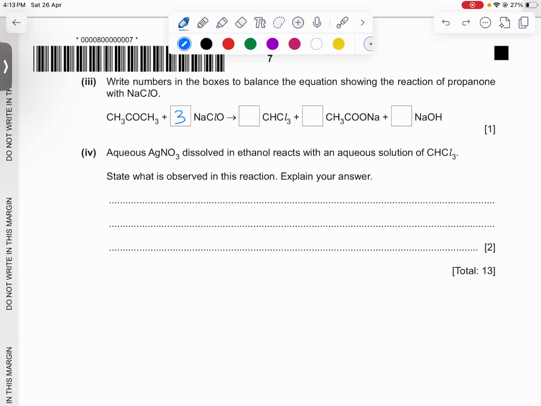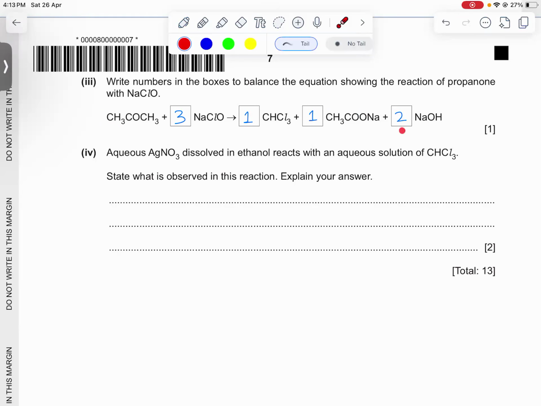Why? Because you have to understand that you can't put anything other than one over here, because the CH3COO, or just CH3CO, this much is only once, and you can't put anything on this side. So other than one, you can't put anything over here, so you have to put a two over here and you have to put a one over here, and this is how you will balance the equation.